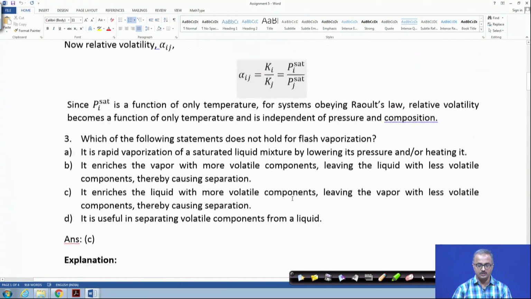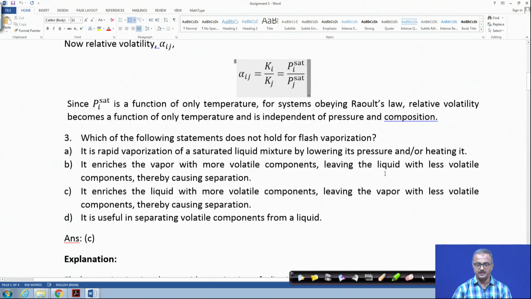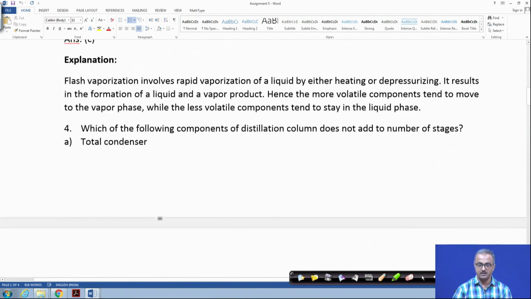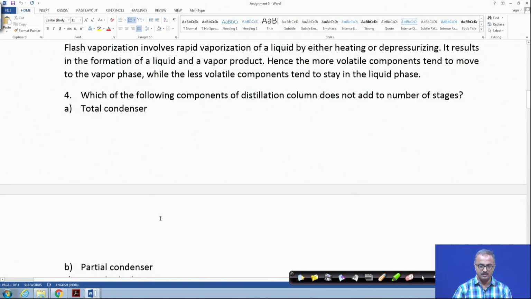Then we come to the next question, which is about the flash vaporization. I am not going into detail of these options, just giving you a hint that flash vaporization is done when you want to separate some volatile components from a liquid. Okay. So what you do is flash the liquid, either by exposing it to a lower pressure or by heating it partially, so that you generate a vapor phase from the liquid phase, and by doing so you are enabling the more volatile components to go into the vapor phase. That is why you use the flash, for separating out the more volatile component from a liquid mixture.